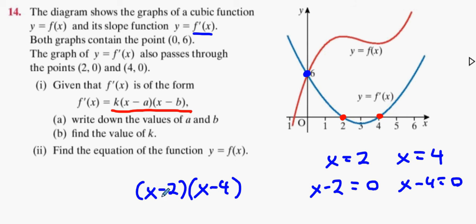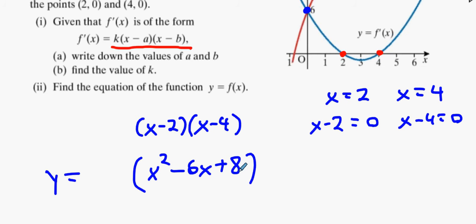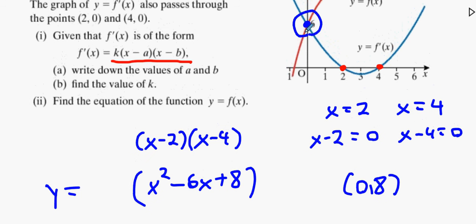If I put that into the calculator, I'll get x squared minus 6x plus 8. Is that okay with you guys? Now here's the problem. Where does this cross the y-axis? That'd be (0, 8), wouldn't it? Would everybody agree with that? Because if I put in x equals 0, it will cross the axis at (0, 8). Is 8 too big or too small? It's too big, isn't it?